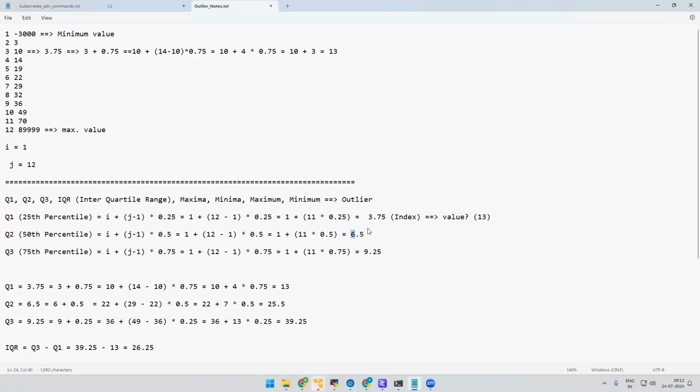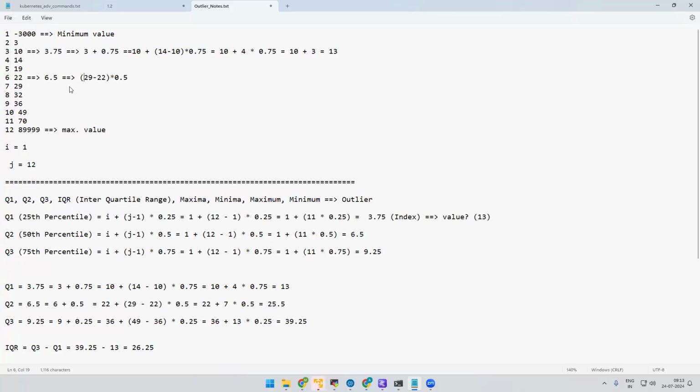How do we calculate 6.5? It will be in between 6 and 7. So 6 plus 0.5. So how we have to calculate is 29 minus 22, multiplied by 0.5. So we get 6.5.